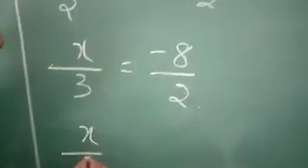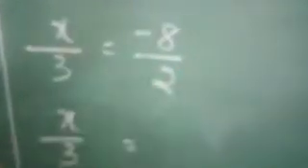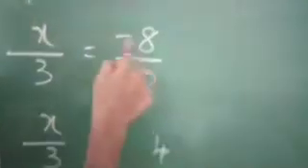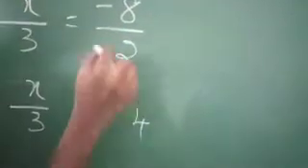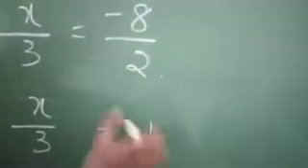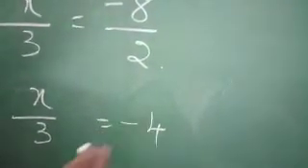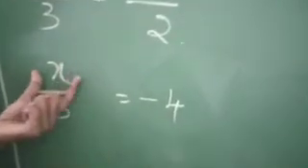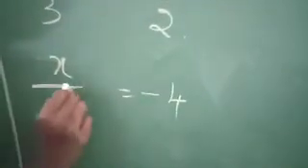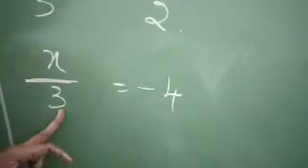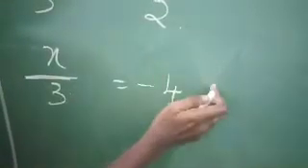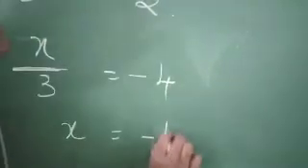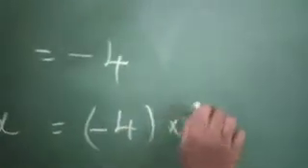So x by 3 is equal to, now solve this. If you divide 8 by 2 you will get 4, and if you divide a negative integer by a positive integer you get minus, so minus 4. Now you see here we have to find the value for this x. See here it is division, x divided by 3. Whenever it goes to this RHS side the division becomes multiplication. So x is equal to minus 4 into 3.